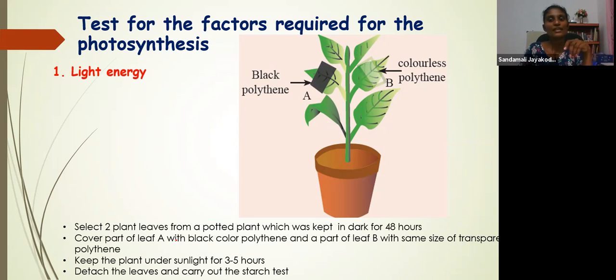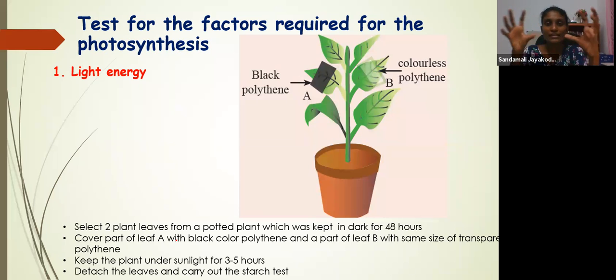That means 48 hours. We are putting it inside a cupboard or somewhere. If not, we are going to put a black color polythene bag and then black paper, whatever we are using to cover it for 2 days. So select 2 plant leaves from a potted plant which was kept in dark for 48 hours. That is our first step for the test.